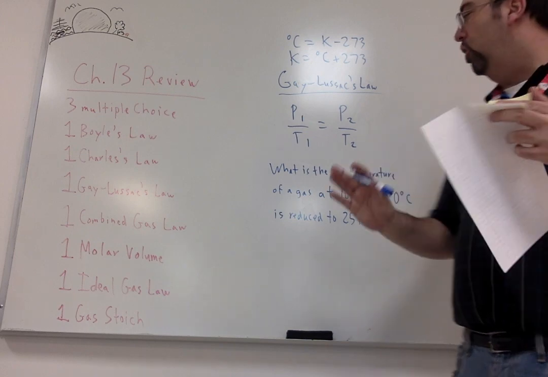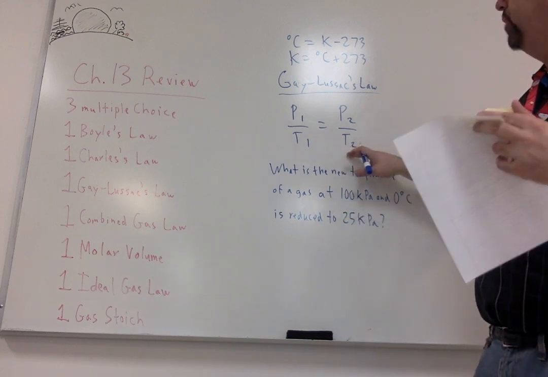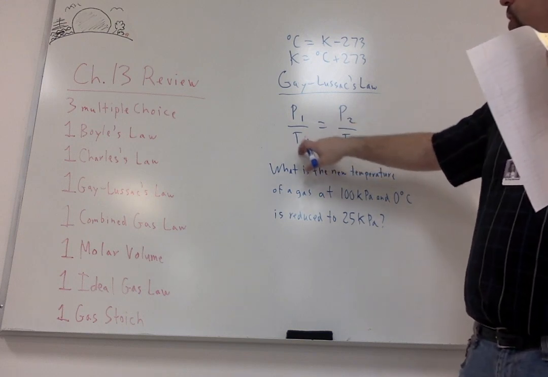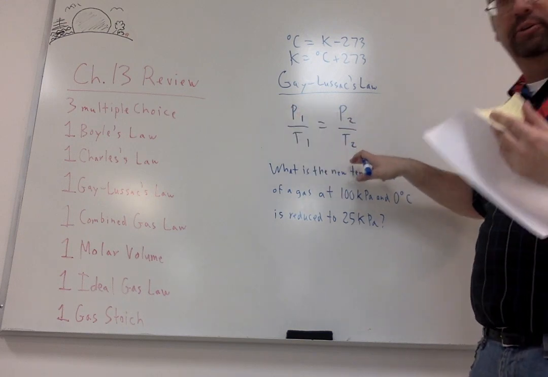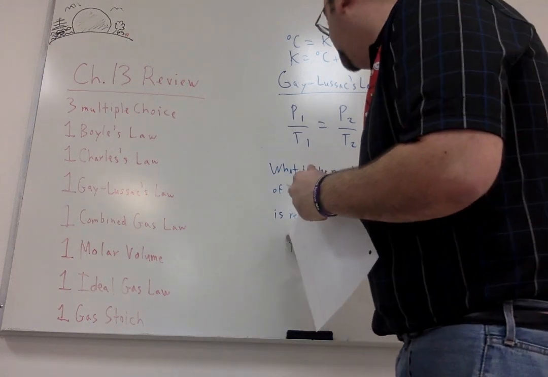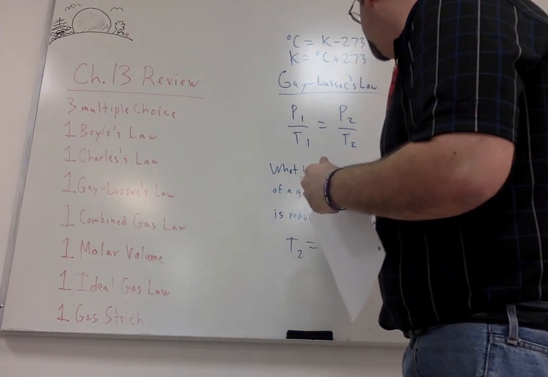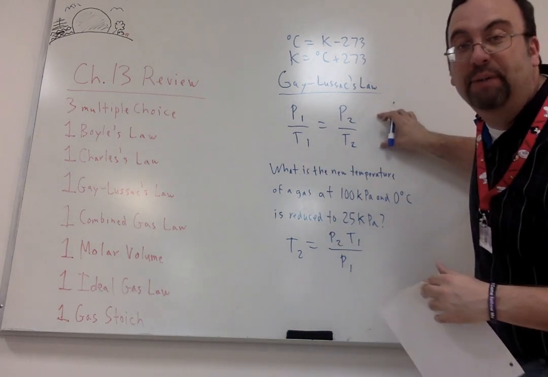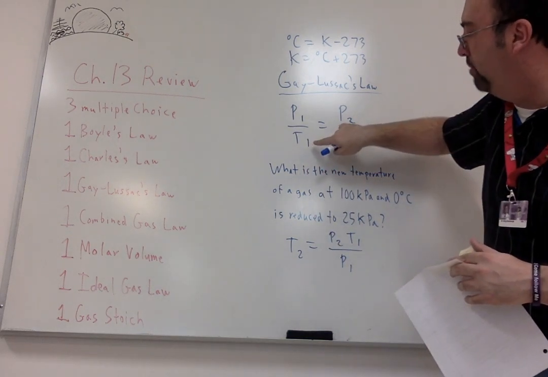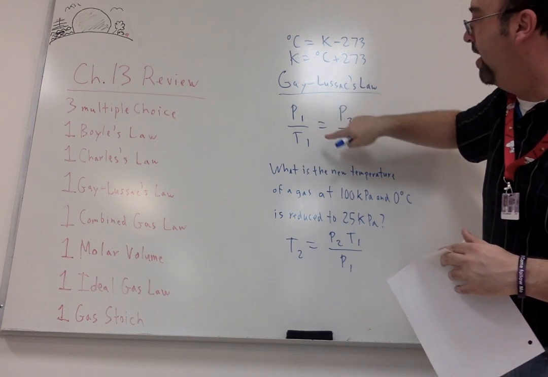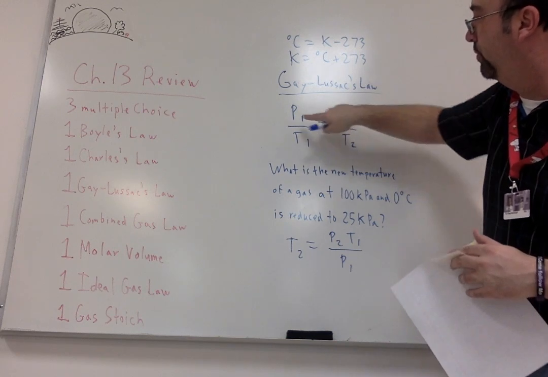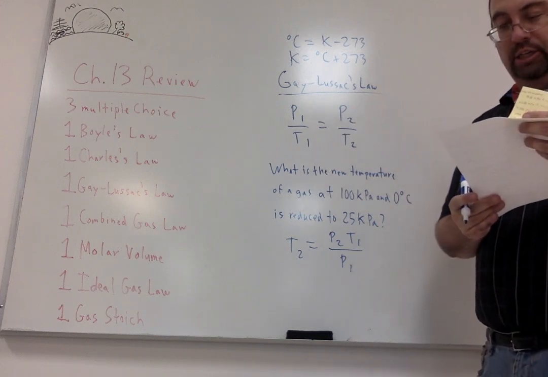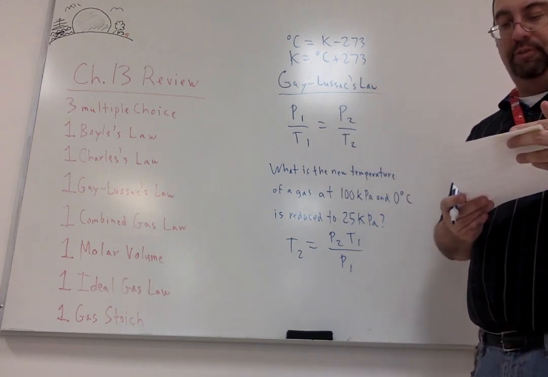All right, so I'm going to go ahead, I'm going to solve for T2. So I'm going to go ahead and take P2 times T1 over P1, and that'll solve for T2. And so T2 is P2 times T1 over P1. And so again, I basically just rearranged this. I multiplied both sides by T1, and then I divided both sides by P1, and so then I was able to solve for T2. All right, and so let us go ahead and solve this problem.